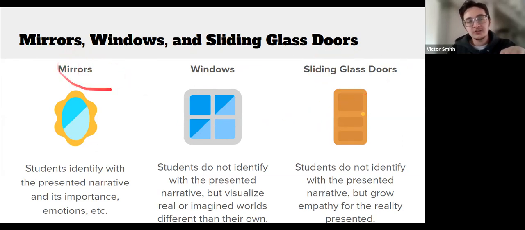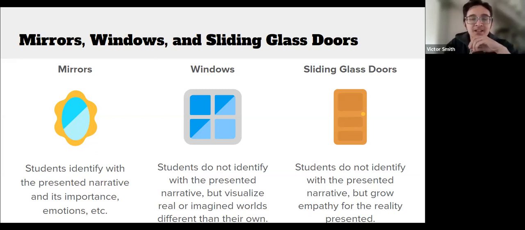In mirrors, students are identifying with the content presented to them. In windows, they may not be able to identify with it, but they can perceive it and begin to build awareness about it. In sliding glass doors, students begin to build empathy toward what they are seeing. And so when I encountered this kind of framework, mirrors and windows made sense to me, but I didn't really understand the difference between windows and sliding glass doors.